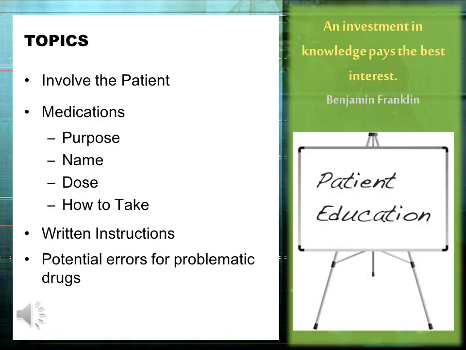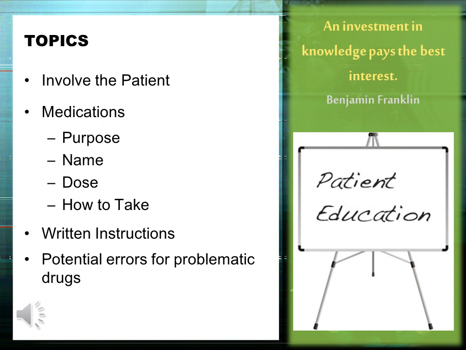As I've suggested multiple times throughout this presentation, involving the patient in the medication use system can be very effective in preventing medication errors from occurring. It's really important to involve the patient in their patient care and keep them informed about what's happening. Anytime you give them a medication on the inpatient side or give them a prescription for a medication on the outpatient side, you want to make sure they understand the purpose of the medication, what the name of the medication is, what the dose is, and how to take it.